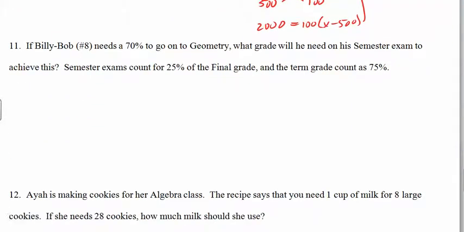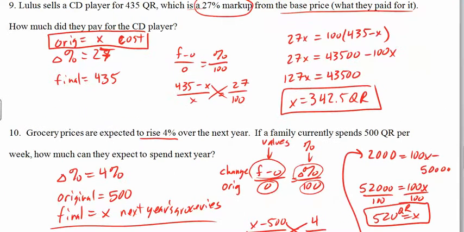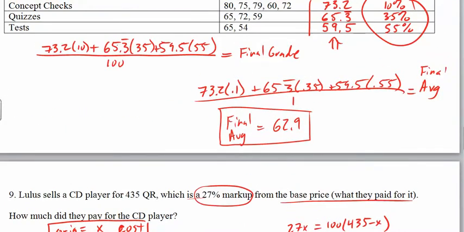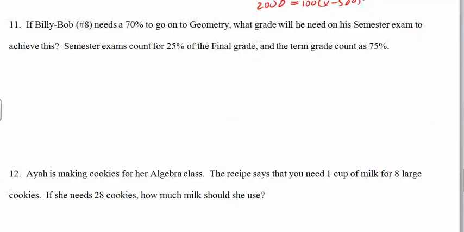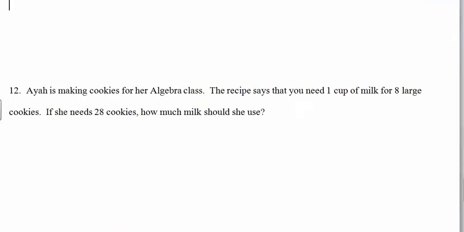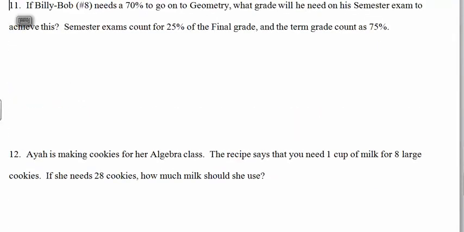All right, let's go on to number 11. If Billy Bob in number 8, now so this is going to be important, so I'm going to go back to number 8 really quickly. The final average was 62.9. All right, so 62.9 was the overall term average.